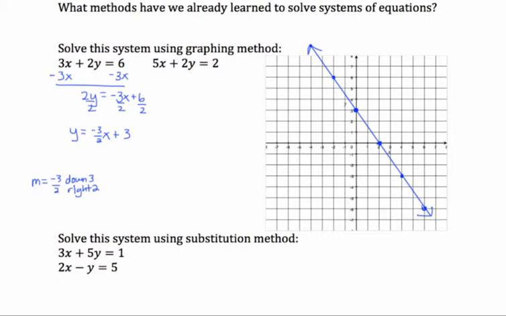And we'll do the same thing with our other equation. Subtract 5x from both sides. Again, I'm changing into slope-intercept form so that it's easier for me to graph. Divide every term by 2 to get y by itself. Y equals mx plus b. My b number is 1, which corresponds with my y-intercept. And I will go down 5, right 2.